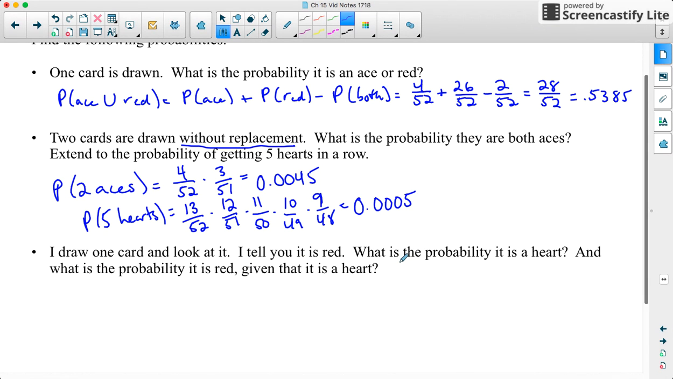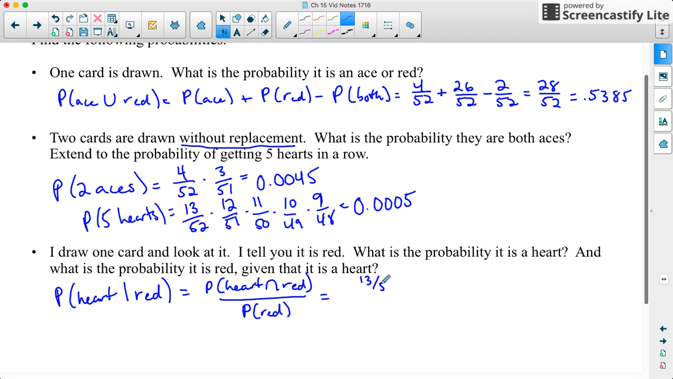And then these last 2 down here, it says, I draw 1 card and look at it and tell you it's red. What is the probability it's a heart? Notation-wise, that's heart given red. So that's the probability of heart and red over the probability of red. How many red hearts are there? There's 13 out of the 52. How many red cards are there? 26 out of 52. So that's 13 over 26, or 1/2.